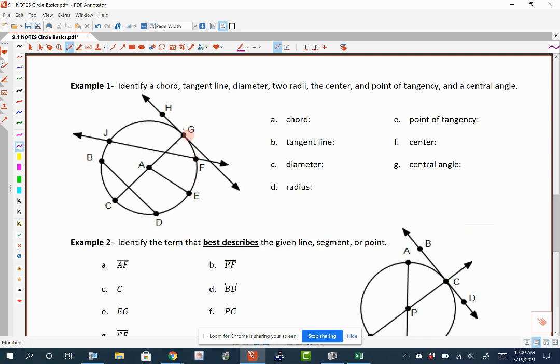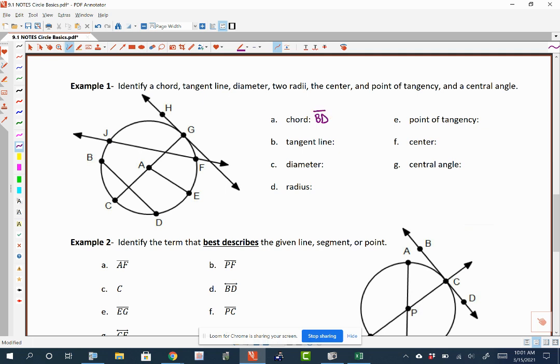So we've kind of got a lot going on in this picture. And let's start with A. A says a chord. Now remember, a chord by definition just needs to touch a circle in 2 points. So it could be a diameter and it could not be a diameter. So the first one I'm noticing is there's this chord BD.